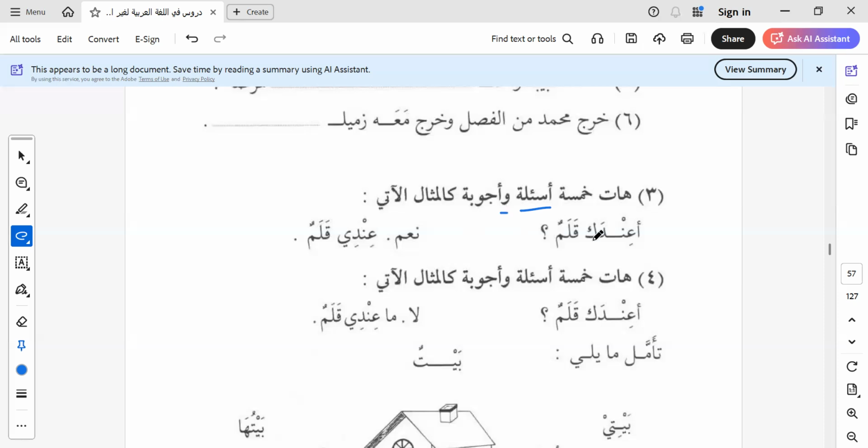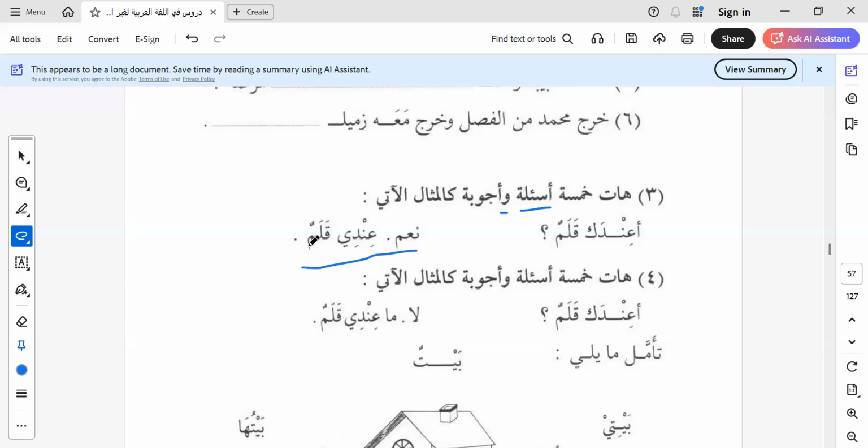Is that right? So we have: a-indaka qalam? A-indaka qalam? The answer is what? Naam, indi qalam. A-indaka qalam? Naam, indi qalam. Do you have a pen? Yes, I have a pen.